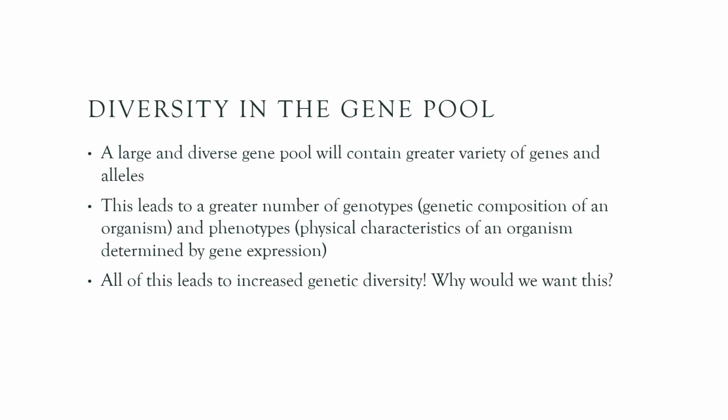So the whole reason that we're going through that is because diversity is so important for evolution. A large and diverse gene pool will contain greater variety of genes and alleles. So for instance, in that last example with the sheep, there were only 2 alleles present, but in more diverse gene pools, we're going to have way more alleles present. So we might have white sheep, black sheep, brown sheep, spotty sheep, all different kinds of sheep, which is a diverse gene pool. We really want diversity in our gene pools, because diversity leads to a greater number of genotypes and therefore phenotypes, which are physical characteristics of an organism.